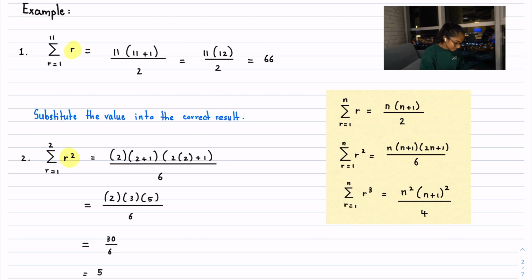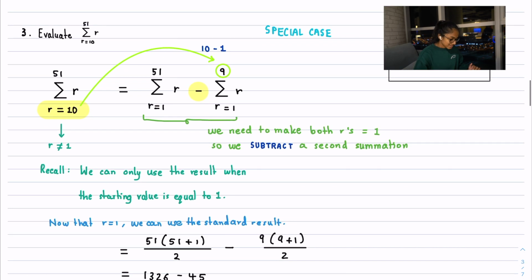So let's do the same thing for r squared in example number 2. We have 2 as the upper limit, the ending value, and we look for the result. We choose this one, of course, because it's r squared, and we substitute our ending value, or upper limit, into the formula to then get our result as 5. And it's easy like that.